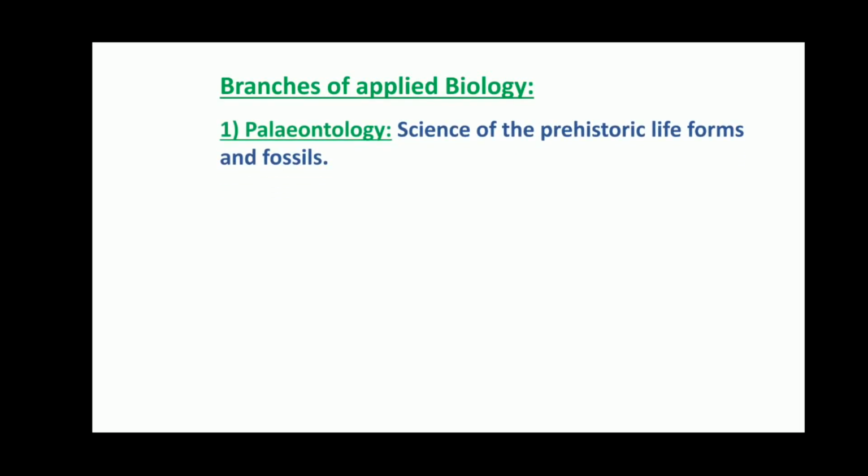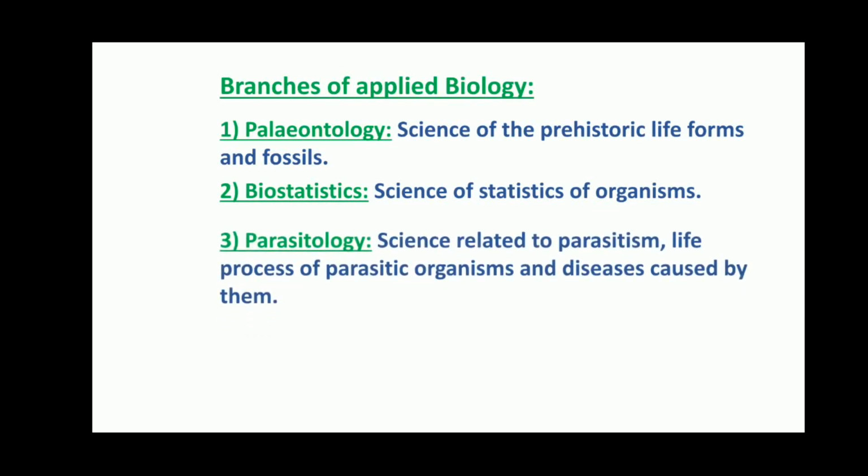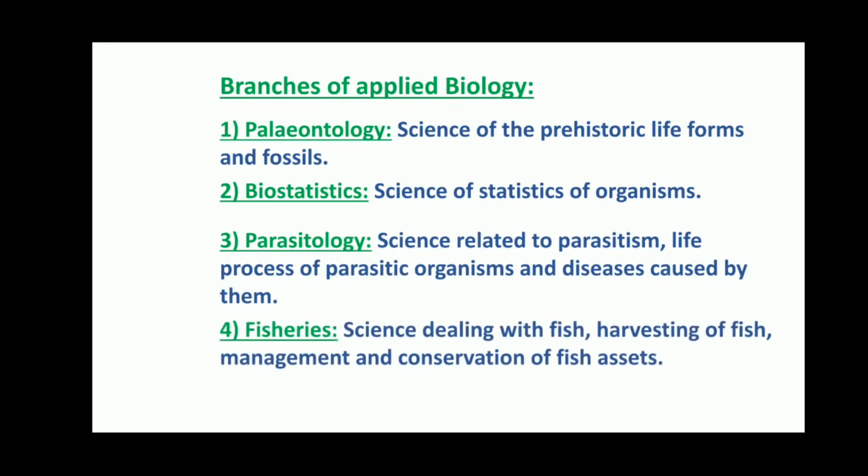Now, branches of applied biology. Applied biology is basically divided into 17 branches. Those are discussed below in brief. The first one is paleontology, science of the prehistoric life forms and fossils. Number 2, biostatistics. Biostatistics is a science of statistics of organisms. Number 3, parasitology. Parasitology is science related to parasitism, life process of parasitic organisms, and diseases caused by them. Number 4, fisheries. Science dealing with fish, harvesting of fish, management and conservation of fish assets.